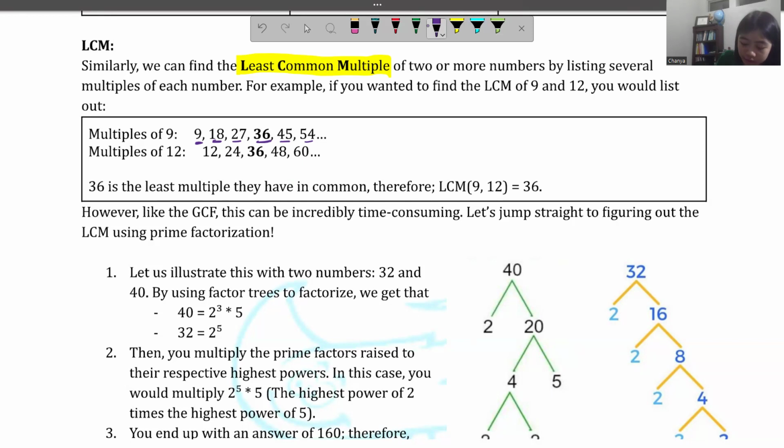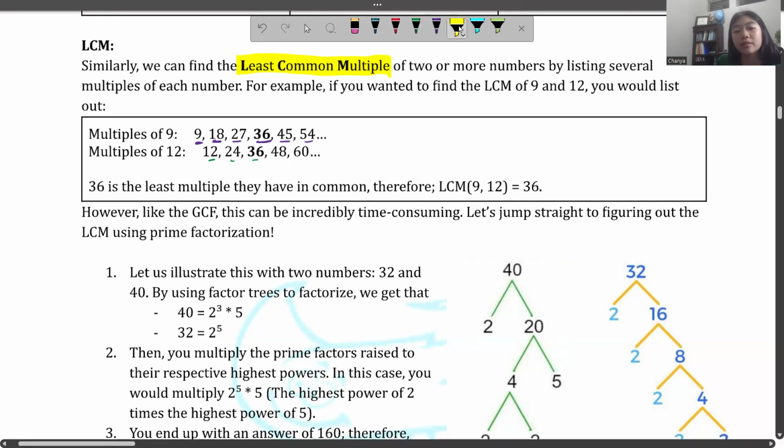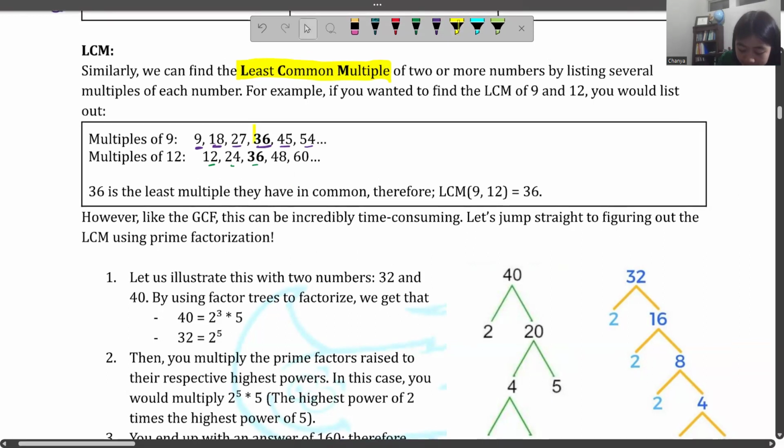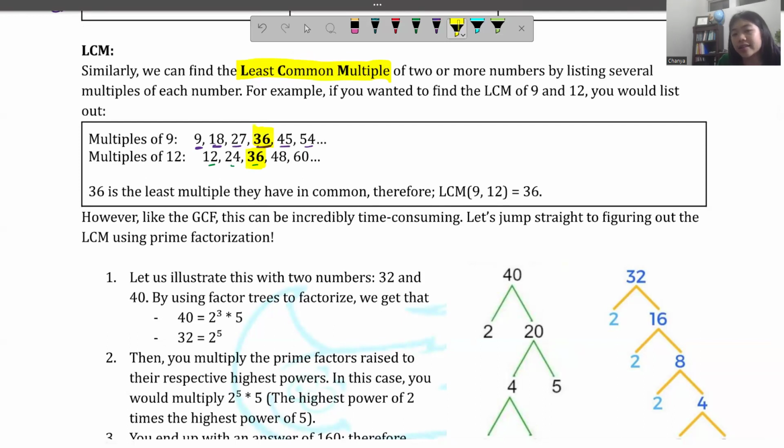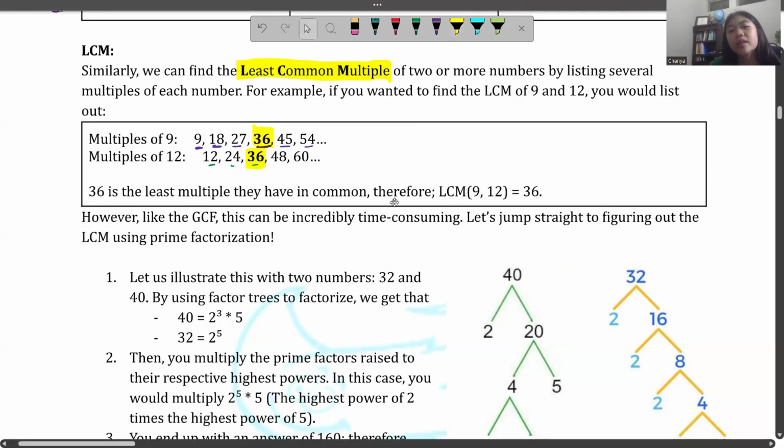And then the multiples of 12 are 12, 24, 36, 48, 60. You can go on, 72, etc. But you notice that the least multiple that they have in common here is 36, right? The least multiple other than like 1 that they have in common is 36. And therefore, the LCM of 9 and 12 is 36. So that's a bit of an idea what LCM is.